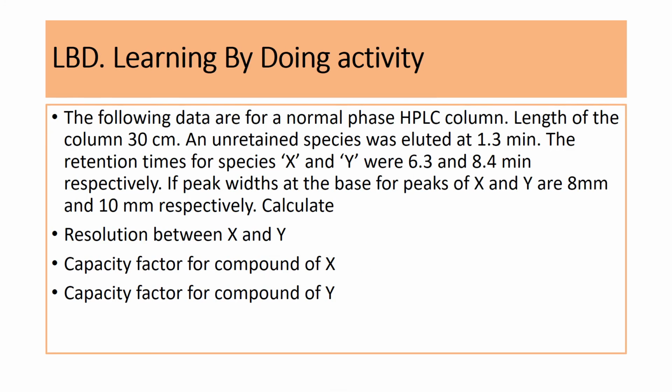Now let us do another activity using the same concept. The following data are for a normal phase HPLC column. The length of the column is 30 centimeters. An unretained species was eluted at 1.3 minutes. The retention times for species X and Y were 6.3 and 8.4 minutes respectively. If the peak widths at the base for peaks X and Y are 8 mm and 10 mm respectively, calculate the resolution between X and Y, the capacity factor for compound X and the capacity factor for compound Y.